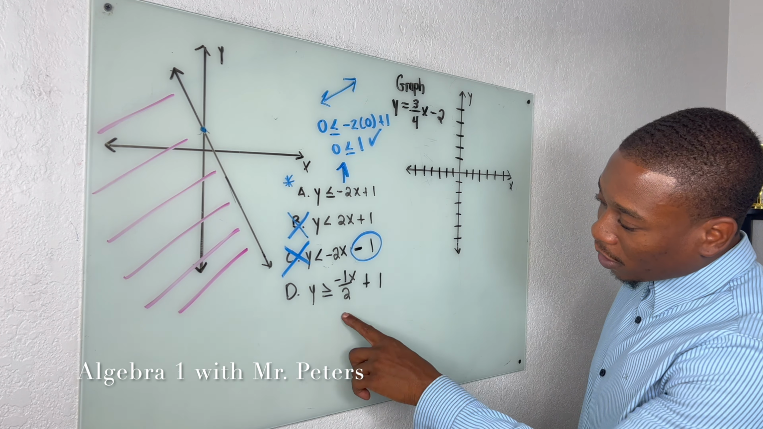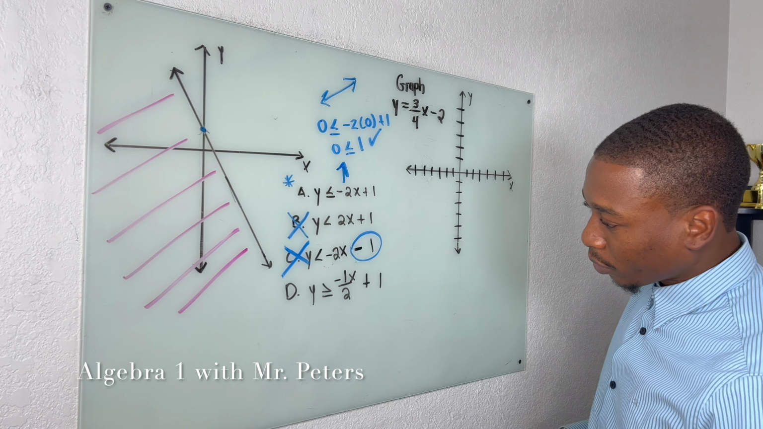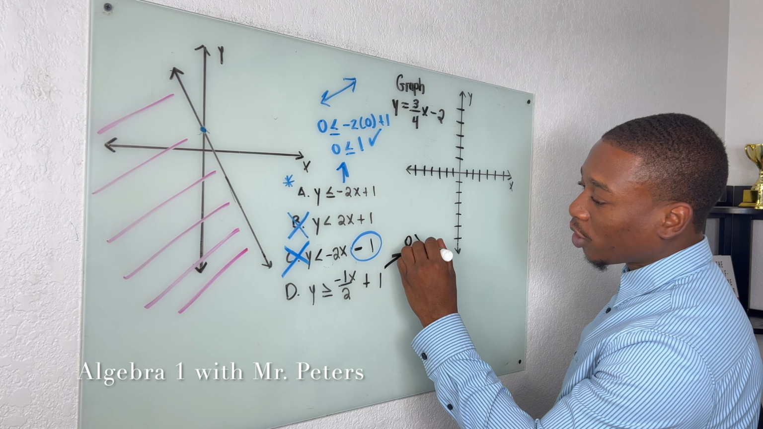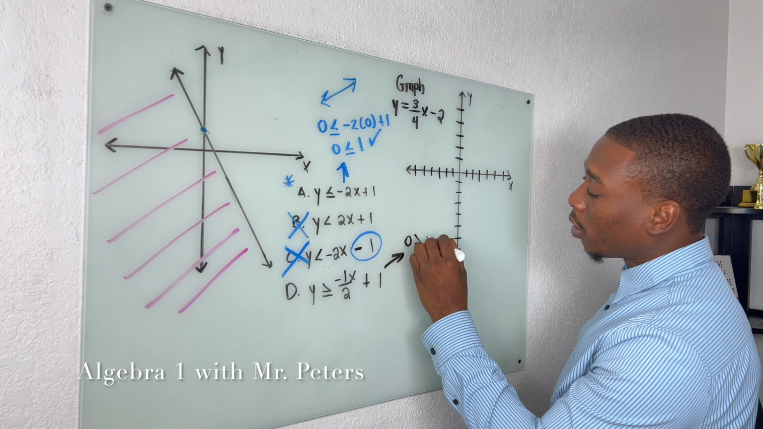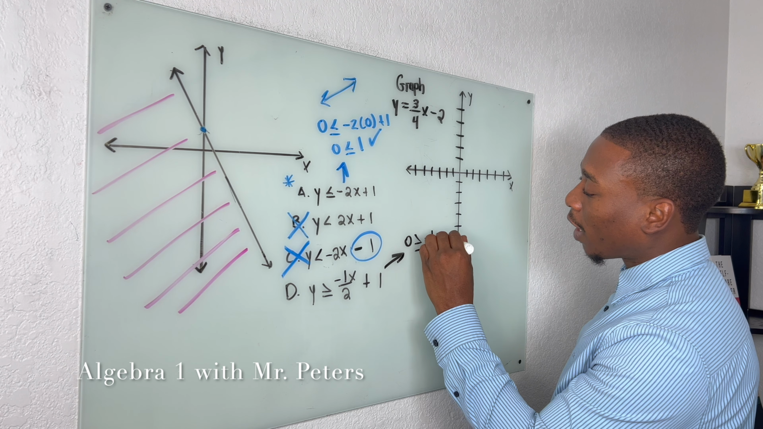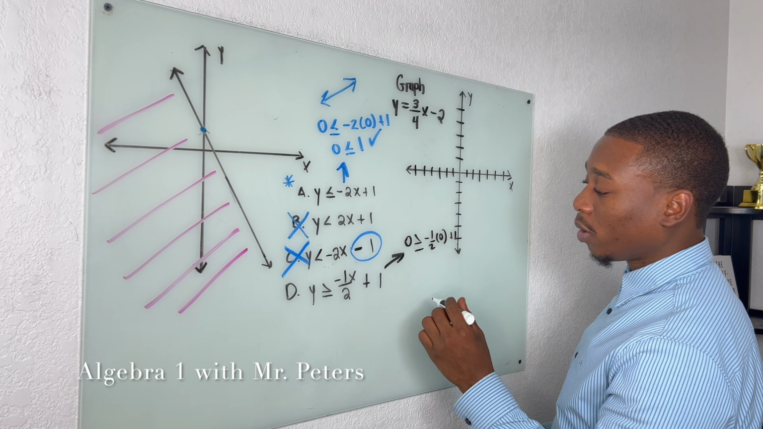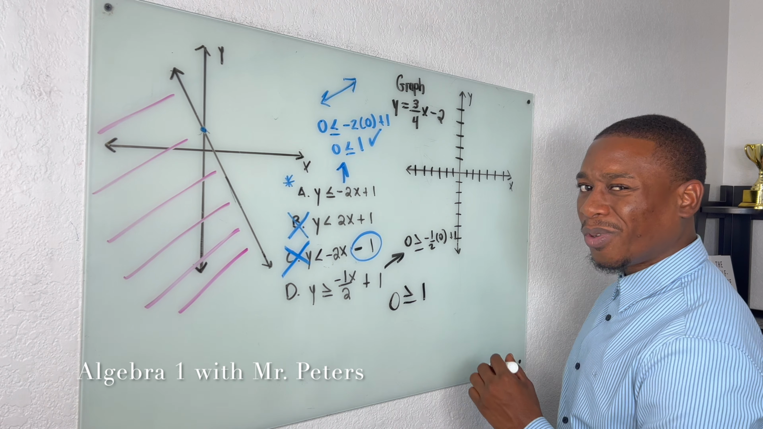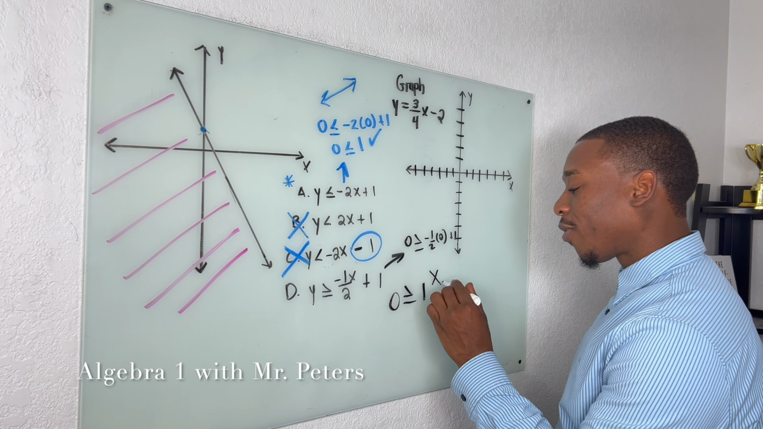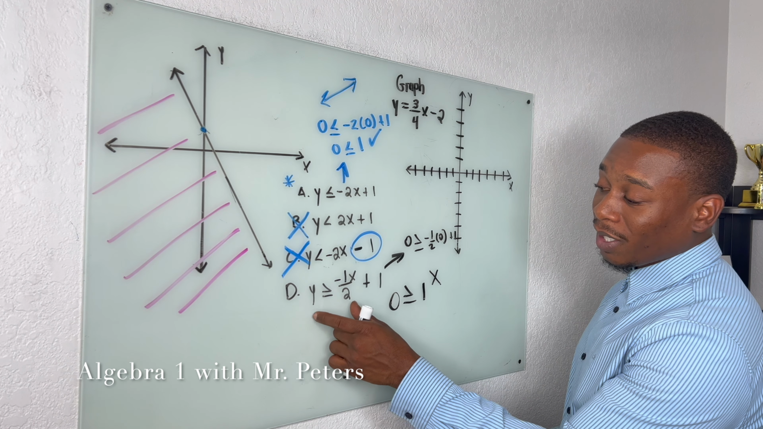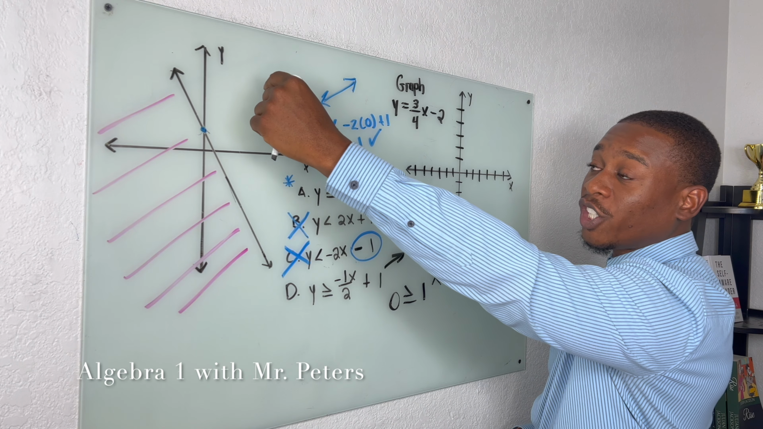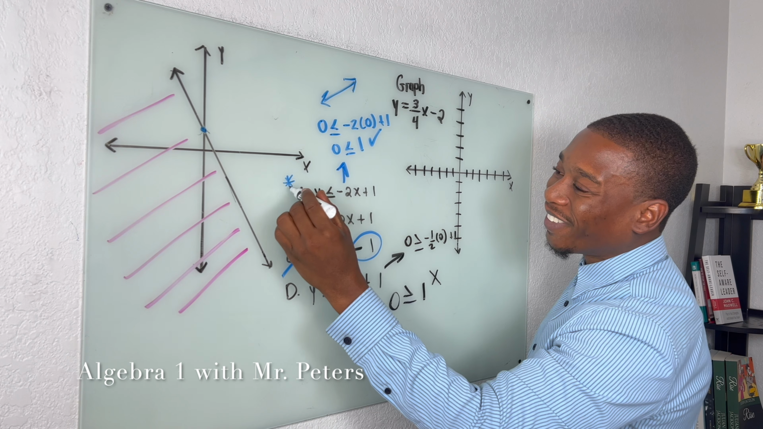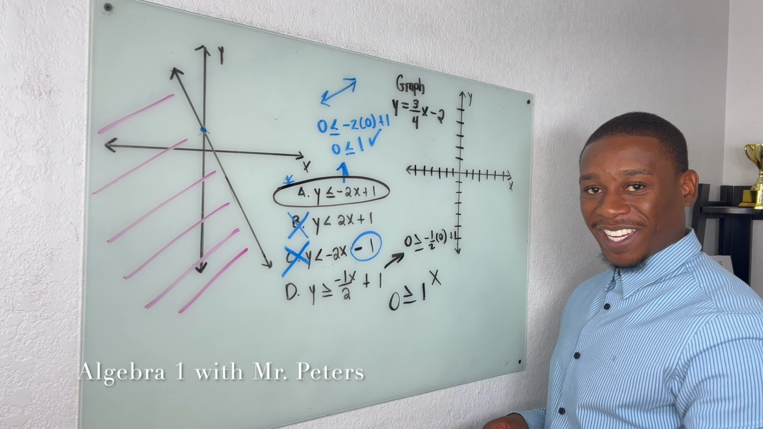Now in our second example, let's see what we get. When I plug in 0, 0, I'm going to have 0 is greater than or equal to -1/2 times 0 plus 1. So what we're saying is 0 is greater than or equal to +1. We know that is false. So this inequality, we would have to shade on the opposite side for it to be true. So as a result, our answer is A.